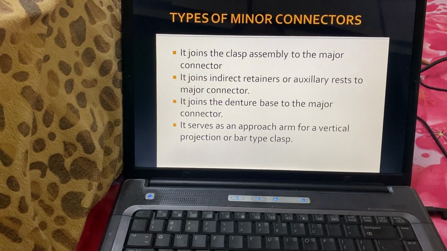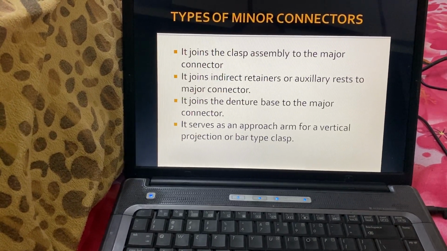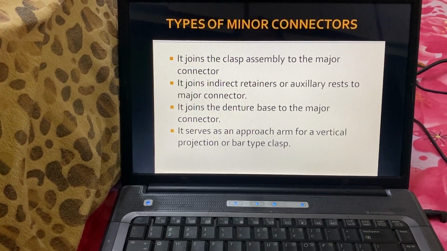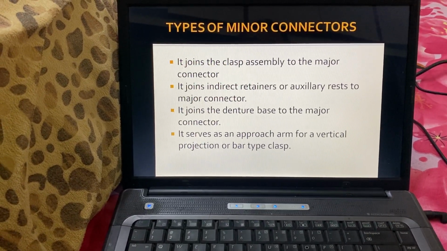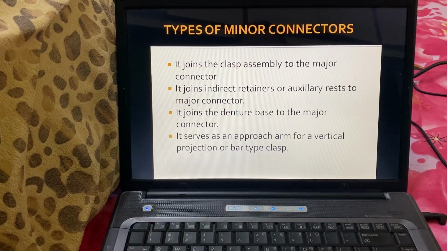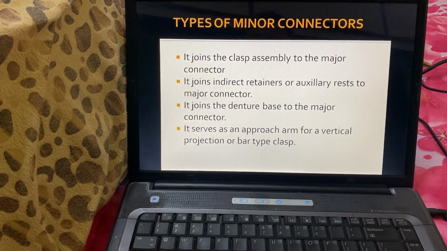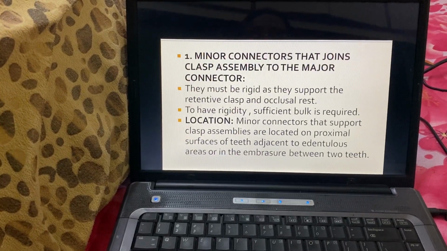The first, it joins the clasp assembly to the major connector. Second, it joins indirect retainers or the auxiliary rest to the major connector. Third, it joins the denture base to the major connector. And last, it serves as an approach arm for a vertical projection or a bar type clasp.